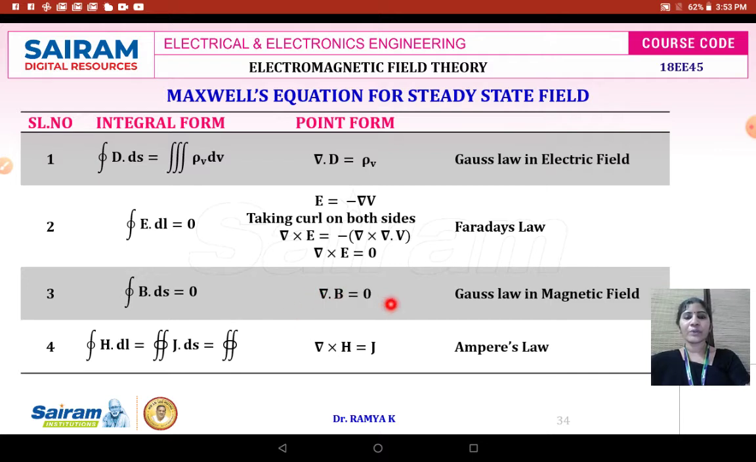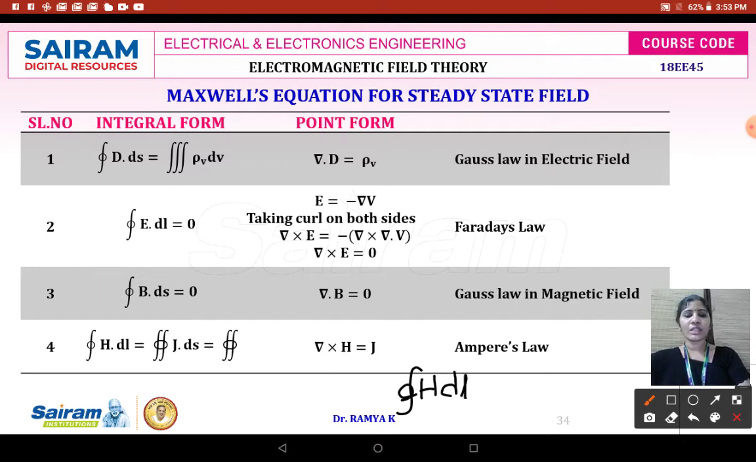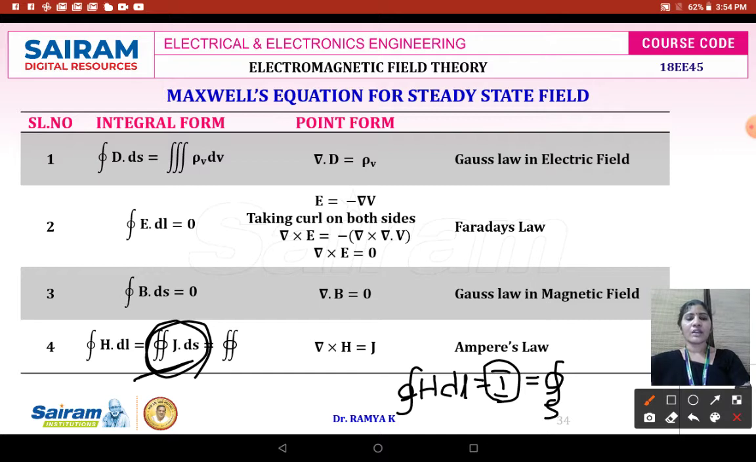equal to 0. The last equation in Maxwell's equations is Maxwell's second equation in magnetostatics, which is written using Ampere's law. We know that Ampere's law states that the magnetic field intensity around a closed line is equal to the current enclosed. When we write the current in terms of current density, it is a surface integral, a double integral, J dot dS. And in point form, it is written as curl H is equal to J.